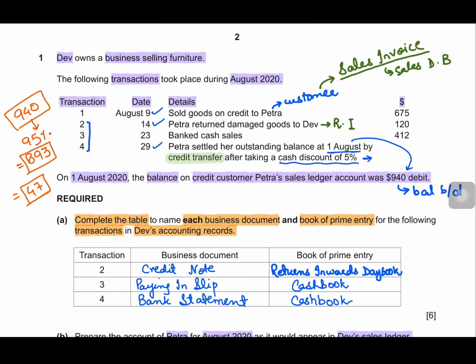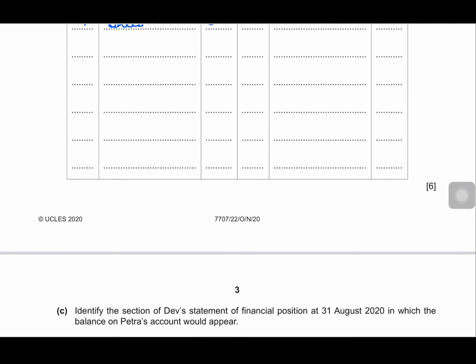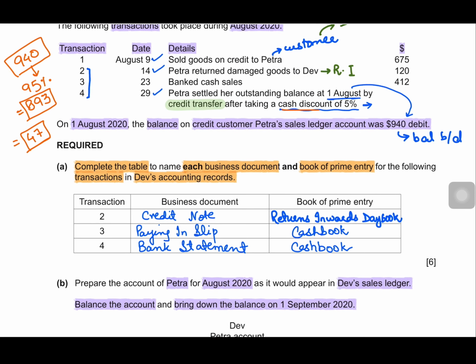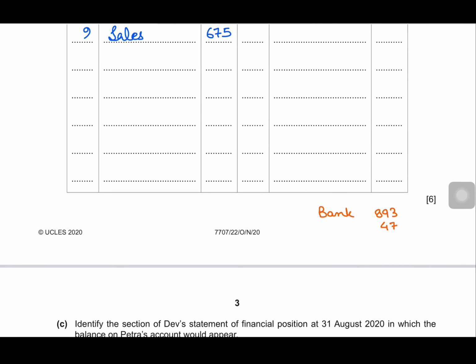So what will be the double entry of this transaction? Let's make that as well. How much is Dave receiving in his bank account? He is receiving $893. So bank account will be debited with 893, and he is not receiving the remaining $47. So what is that? This is a cash discount, and we know that what type of discount will this be? This will be a discount allowed, because he is allowing discount to his customer Petra. So this is an expense for Dave, and we know that all the expenses are debited whenever they are incurred. So discount allowed will also be debited.